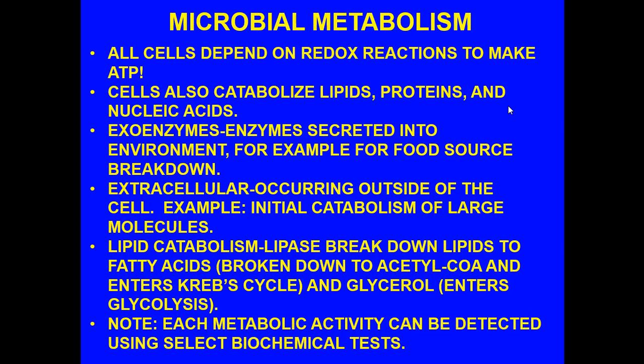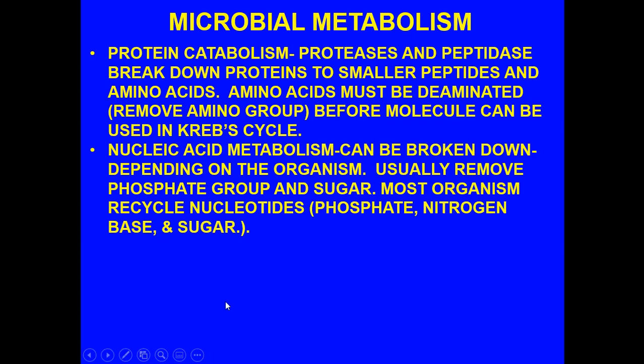One last thought. Each metabolic activity can be detected using selective biochemical tests. When I talk about protein catabolism, proteases and peptidases are enzymes. They break down proteins to smaller peptides and amino acids. The amino acids have to be deaminated. That is, you have to remove the amino group before the molecule can be used in the Krebs cycle.